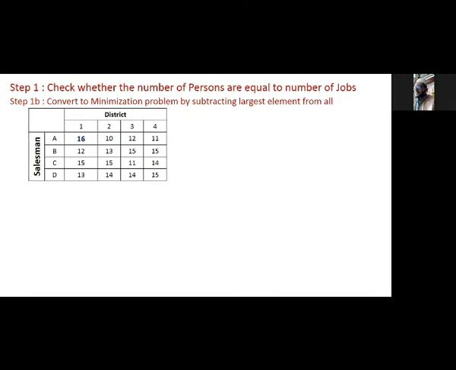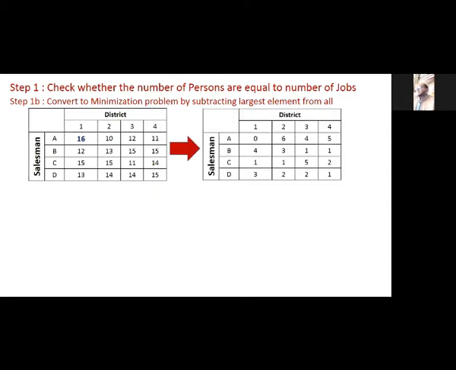Only this one step in the initial phase is added. We have to find the maximum number in the entire matrix, and subtract this number from all the other elements in the matrix. By doing this, we convert the maximization into a minimization problem. So after doing this, I will get a matrix like this.